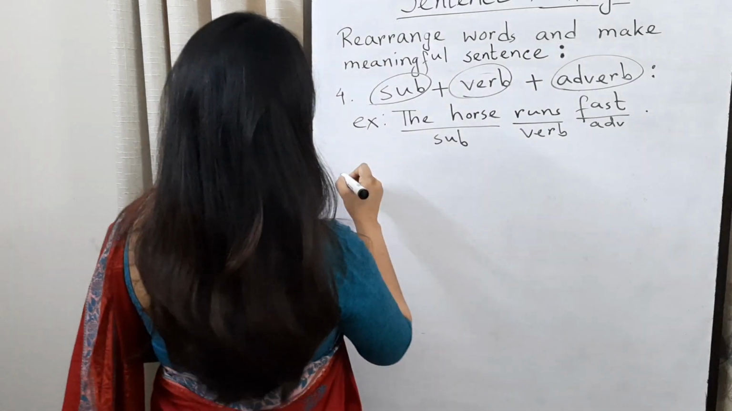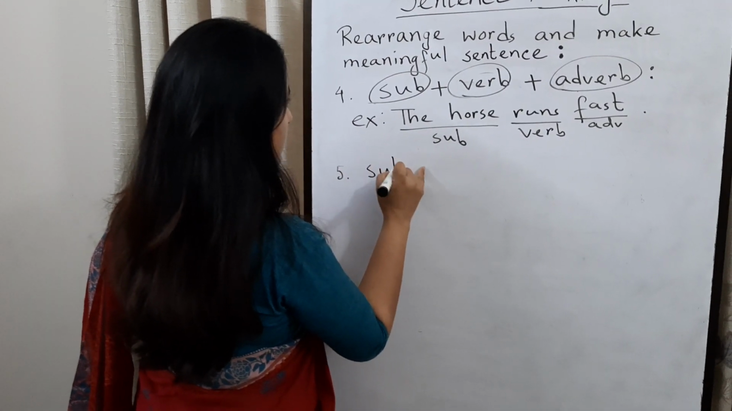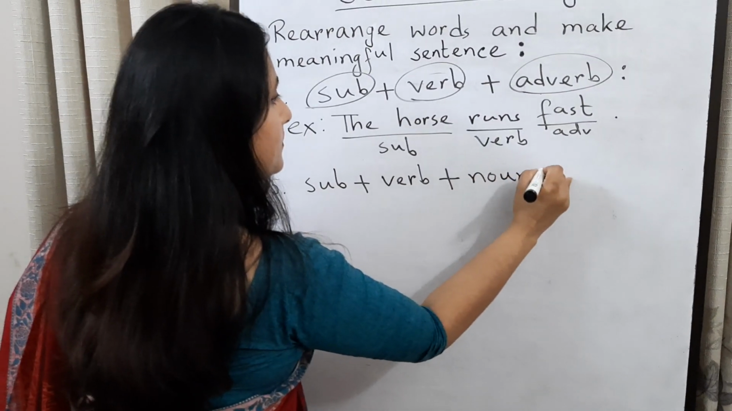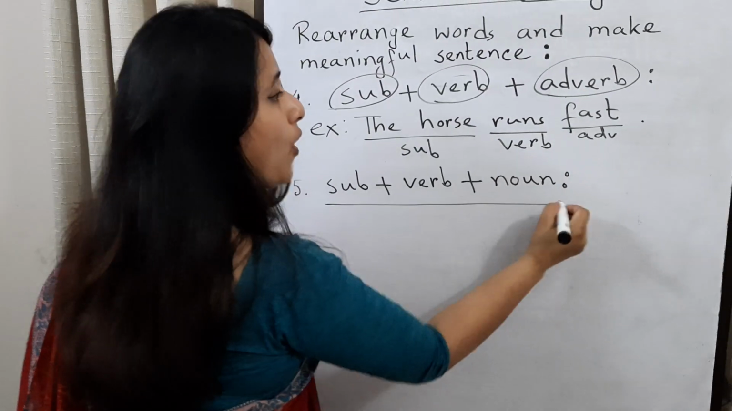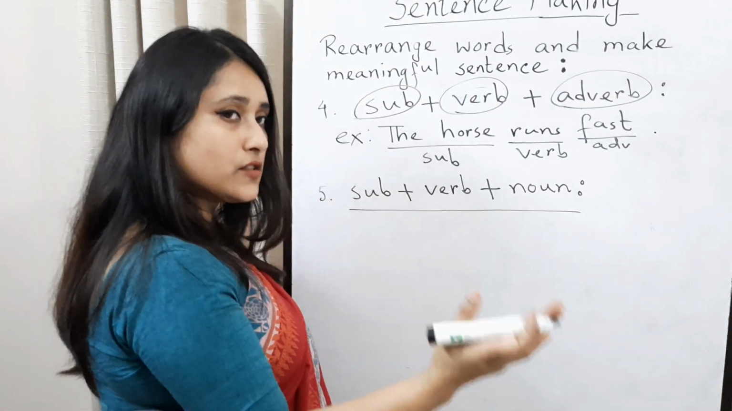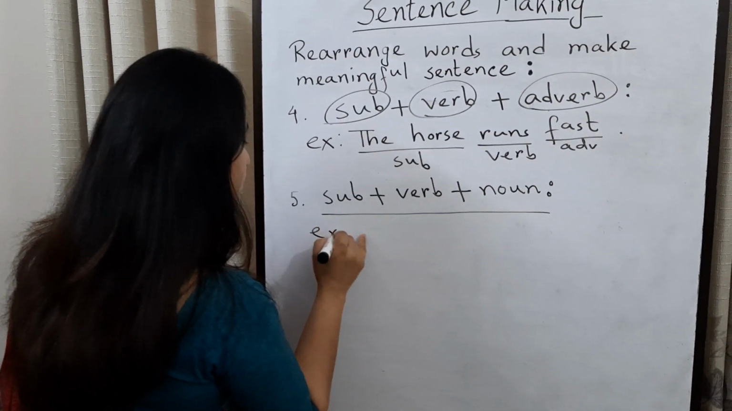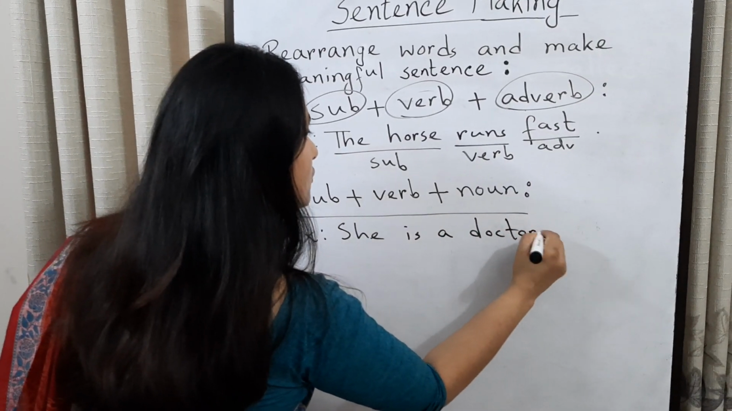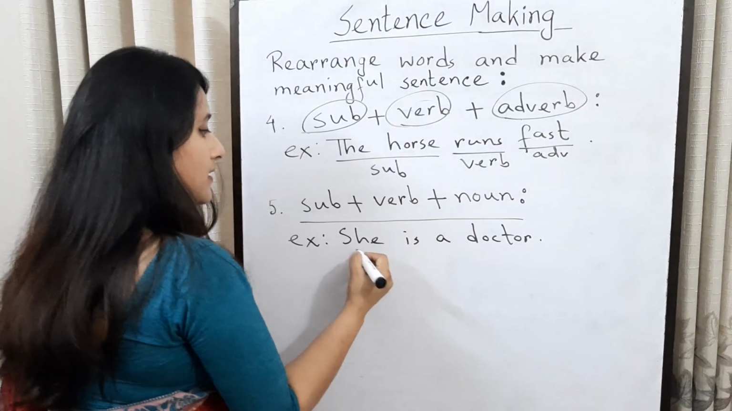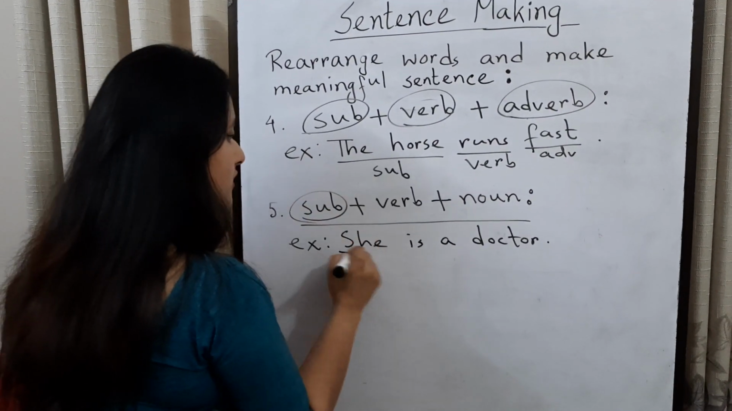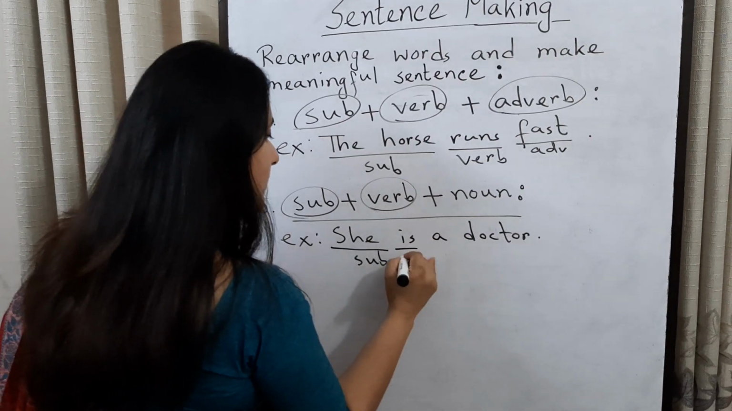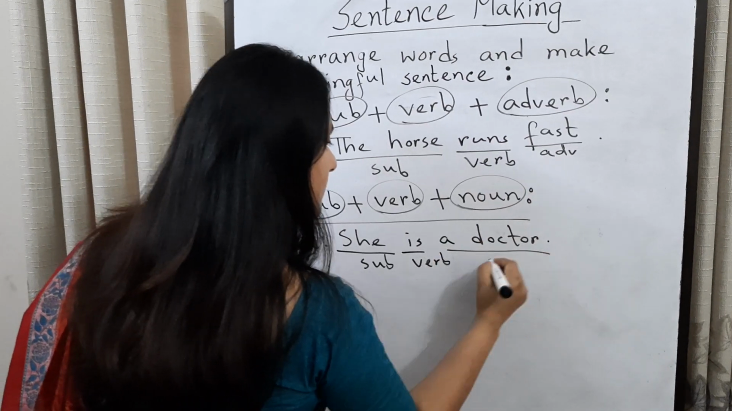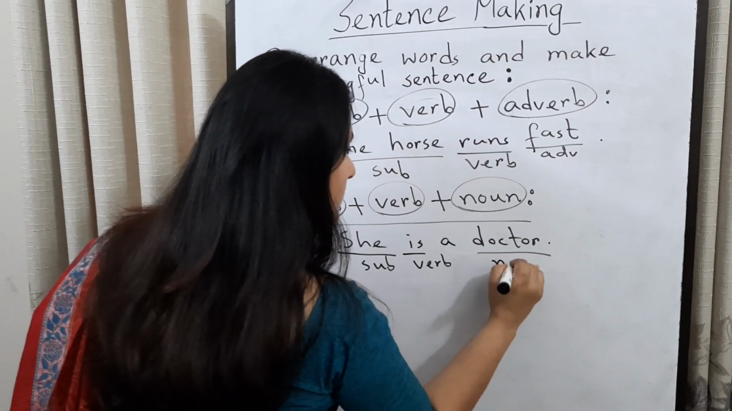Now the last pattern is subject plus verb plus noun. We all know what a noun is. A naming word of anything is called a noun. Example, she is a doctor. What is she? She is a doctor. Here the subject is she. The verb is is, and the noun is doctor. This is the noun.